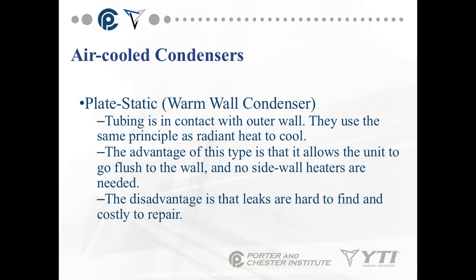We also have what's called a plate static or a warm wall condenser. Again, no fan. The tubing is in contact with the outer wall of the unit. Basically, it's mounted between the inner and outer walls of the unit. They use the same principle as radiant heat to cool. The walls get hot, hot air rises, and cool air comes in contact with the wall of the unit. The advantage of this type is that it allows the unit to go flush to the back wall, and no sidewall heaters are needed to prevent frost. The main disadvantage is that leaks are hard to find and very costly to repair. You can't easily find leaks with these.